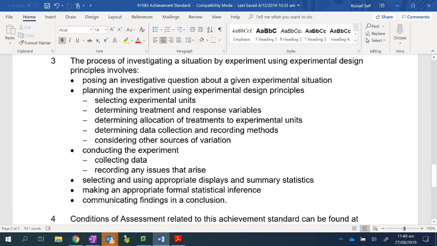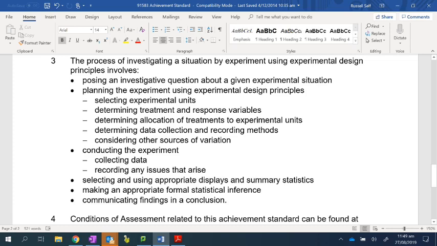We have to have units, right? We have to describe what it is that we're comparing, the things we're doing with proper units. We're going to determine the treatment and response variables. What are the things that can happen? What are we going to do? What do we expect to happen? The allocation of treatments to experimental units. In other words, how do I decide who's going to get the placebo and who's going to get the real medicine, right? So how that works.